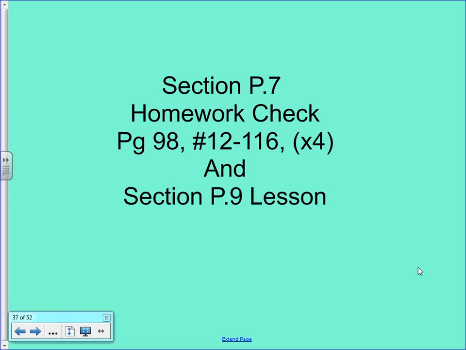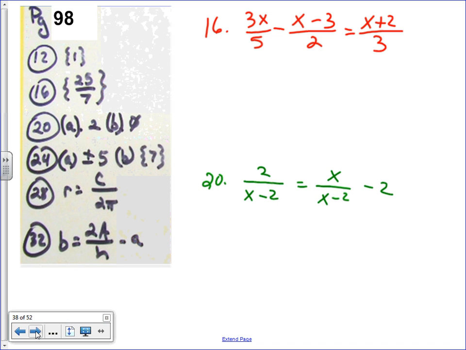Hello class, we're going to go over section P7's homework and then we're going to do section P9. So let's go checking. You can check those answers and I'm going to work the problems on the right.